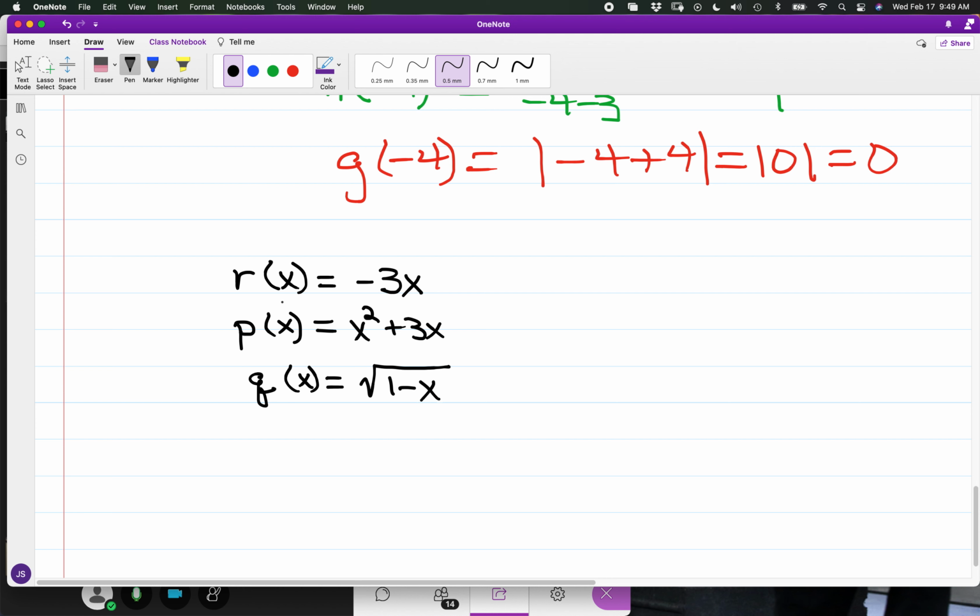And now for just looking at the individual items, now r of x equal to -3x. Now this expression we have in x is given in direct terms. There's no fraction, and there is no even root radical. Okay, so for r of x, okay, there are no restrictions. And p of x, okay, we have x squared plus 3x. Both of the variable terms are given in direct fashion. So we also have no restrictions.